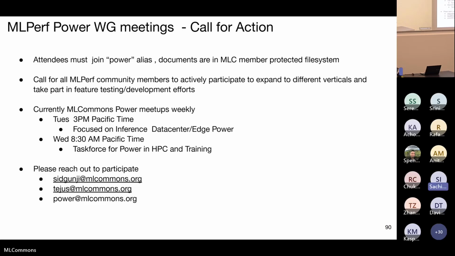And then we have 2 meetups weekly. We have one which is our standard Power Working Group meetup, which happens every Tuesday at 3 p.m. It's presently focused on inference, like I said, but going forward, as HPC and training start doing submissions, we'll consider issues and improvements to the methodology in that meeting. And then on Wednesdays at 8:30 a.m. Pacific time, there is a task force for power in HPC and training. So please do join us. Reach out to us. You can write to Power or reach out to Tejas or me, and we'll get you in. So we're looking forward to more participation from the community.